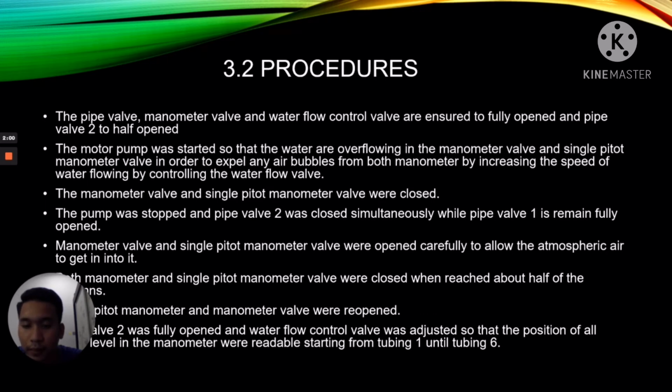So next, the manometer and single pitot manometer valve were closed when the level reached about half of the scale. So next, the pitot manometer and manometer valve were reopened. The next step is valve 2 was fully opened and the water flow control valve was adjusted so that the position of all levels in the manometer were readable, starting from tubing 1 until tubing 6.